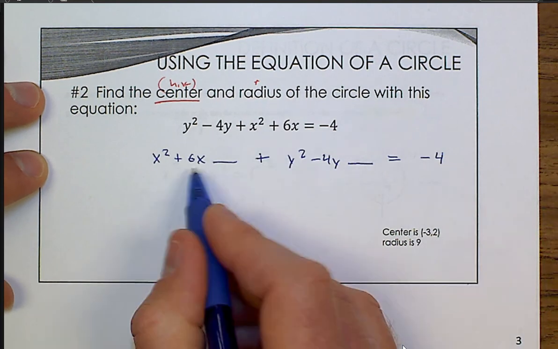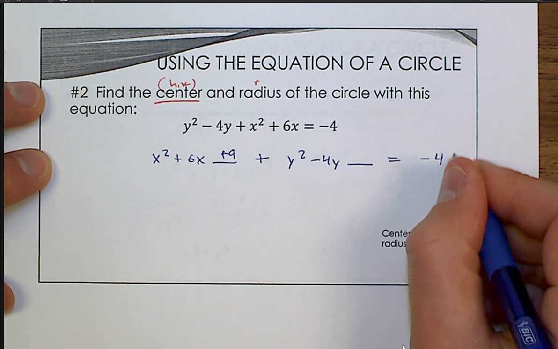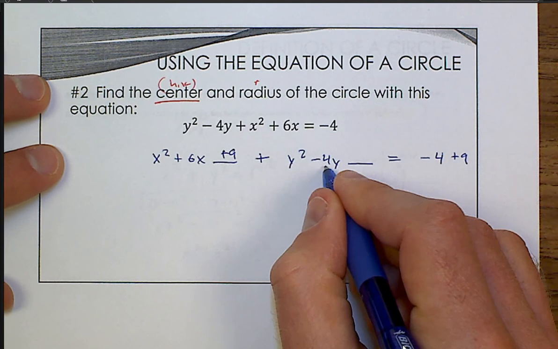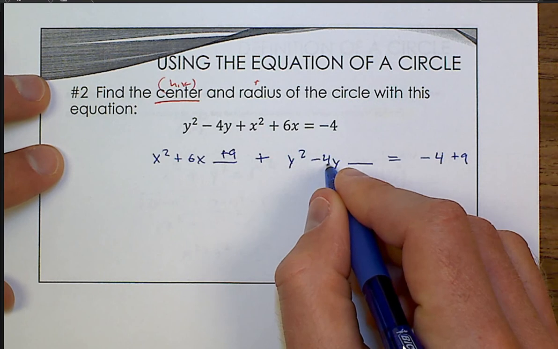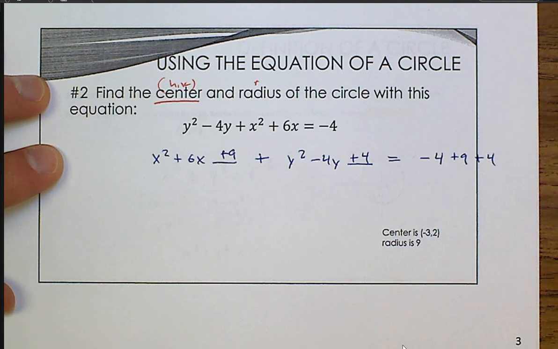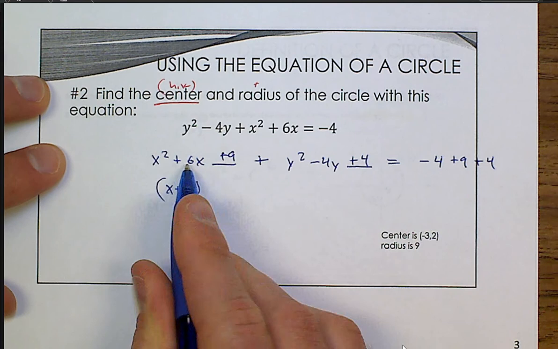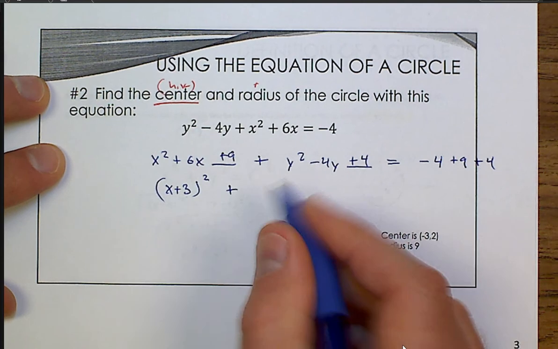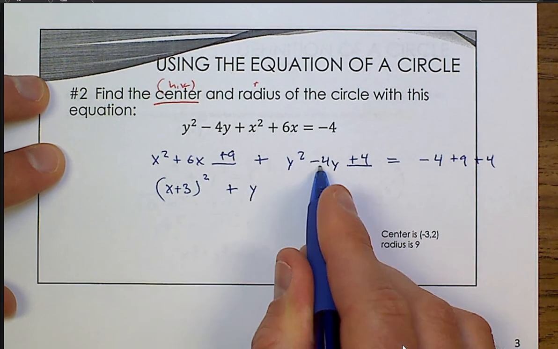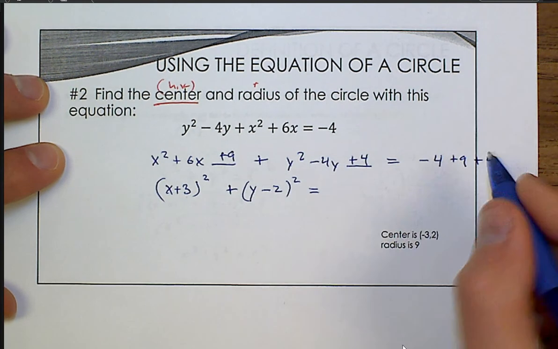Half of 6 is 3. 3 squared is 9, so if I add 9 there, I got to add 9 there. Half of negative 4 is negative 2, but negative 2 squared is positive 4, so I'd add 4 there. So I end up getting x plus 3 squared. Remember, this number right here is always half of your b value, plus y minus 2 squared. Half of your b value is negative 2, squared equals plus 4, negative 4 cancel out, and I get 9.